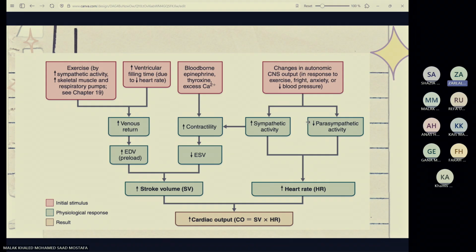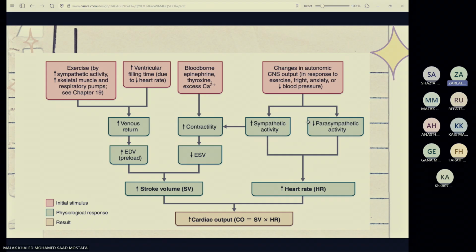Second is ventricular filling time due to decreased heart rate. When the heart beats less frequently, there's more time for blood to fill the ventricle during diastole, and this all increases venous return. When venous return is increased, the stretch of the muscle is more, more blood fills the ventricle, so end diastolic volume is greater, and therefore stroke volume is also greater.